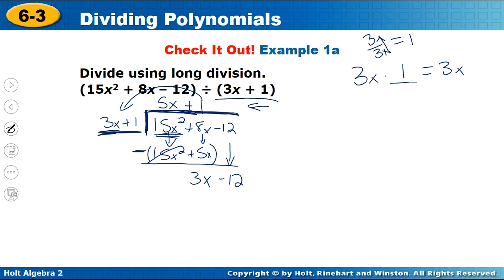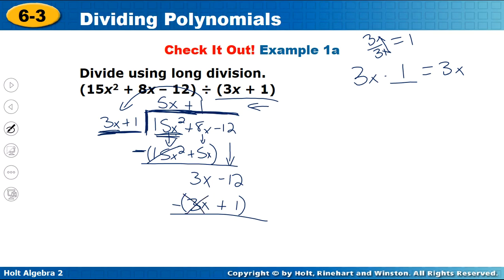Okay, so what's 1 times 3x? Well, 1 times 3x is 3x. Okay, now what's 1 times 1? Well, 1 times 1 is 1. Okay, so we distribute that 1, and now again, subtract this. So 3x minus 3x, of course, that's going to cancel and be a 0.